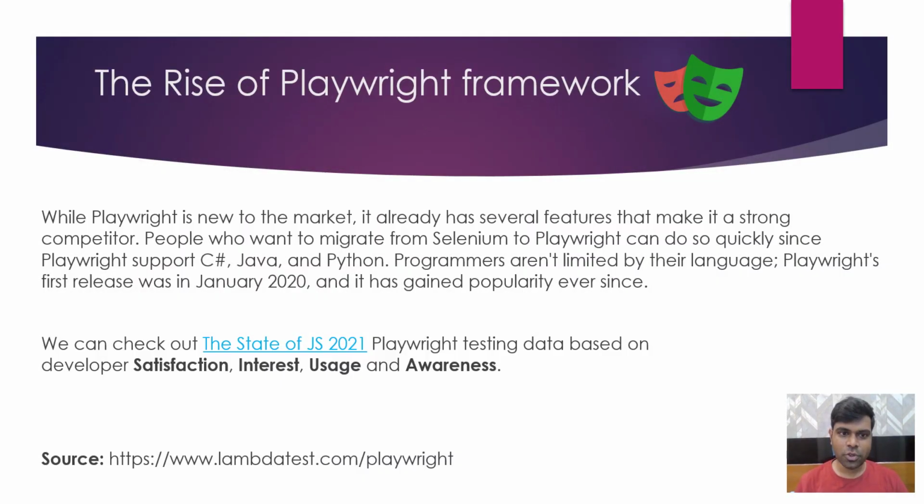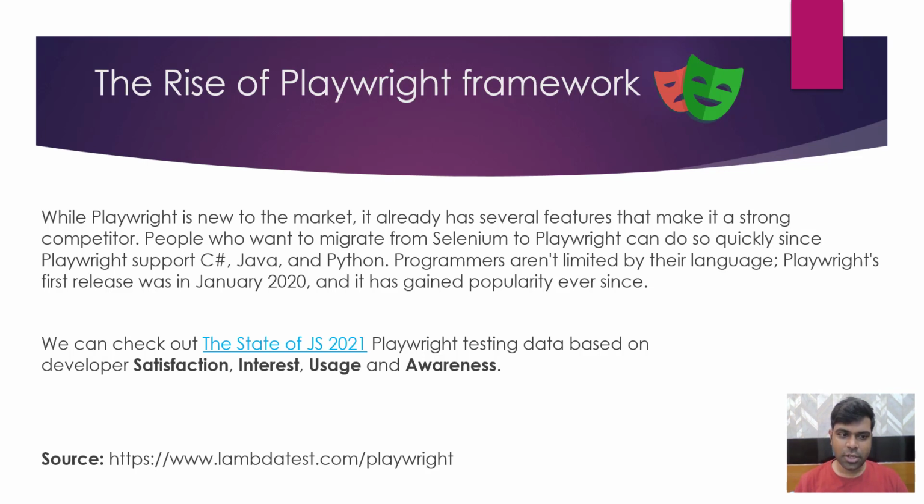The rise of Playwright framework. While Playwright is new to the market, it already has several features that make it a strong competitor. People who want to migrate from Selenium to Playwright can do so quickly since Playwright supports C Sharp, Java, and Python. Programmers aren't limited by their language. Playwright's first release was in January 2020, and it has gained popularity ever since. We can check this out on this website as well.